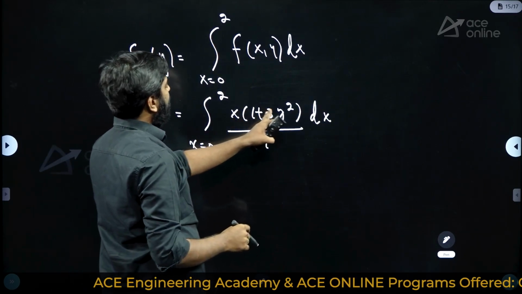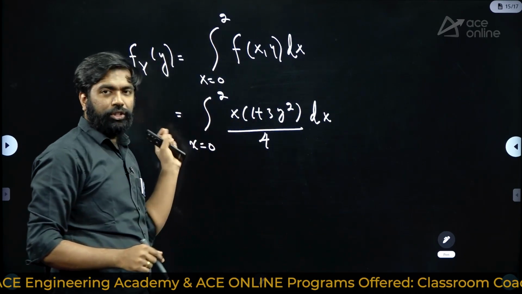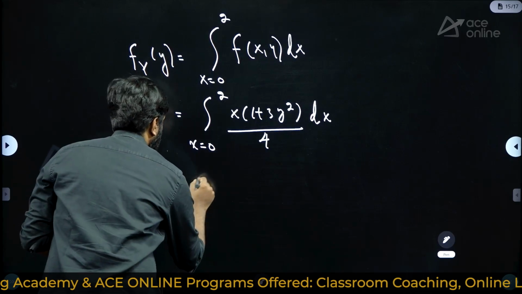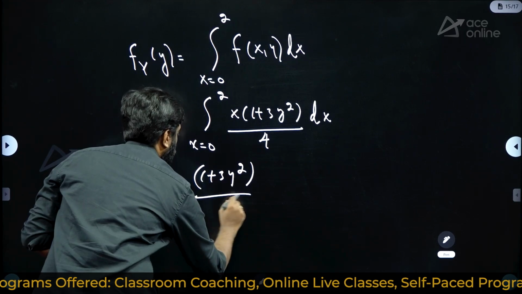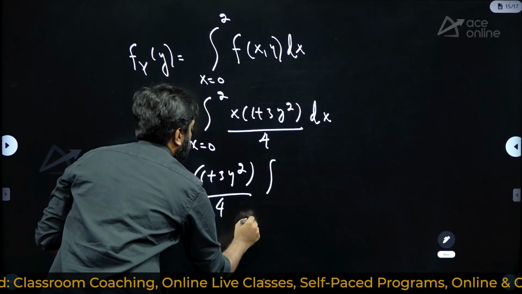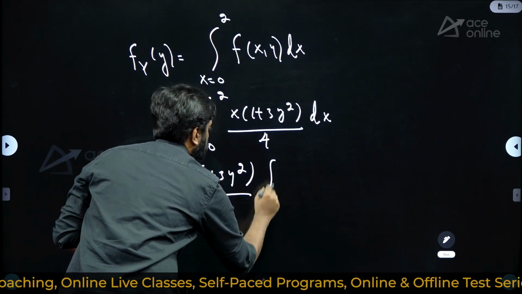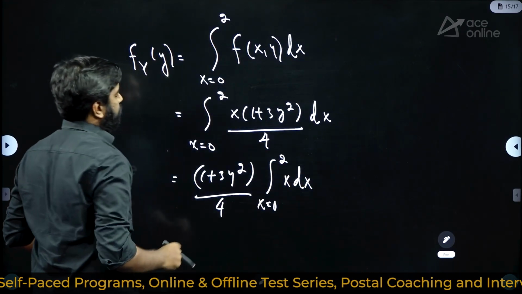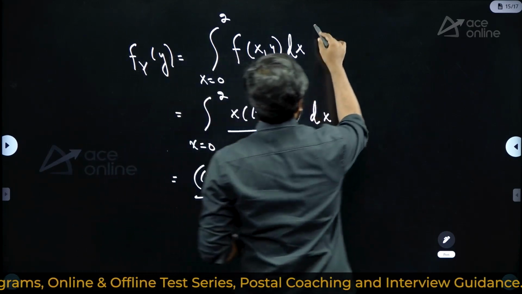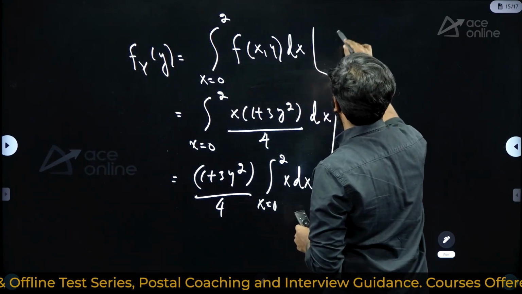You can treat (1 plus 3y square) by 4 as a constant, you can put that out. So (1 plus 3y square) by 4 is like a constant, you have to treat that way. From 0 to 2, what is left is simply x dx. Integrate it, substitute the limits, what's the final answer?